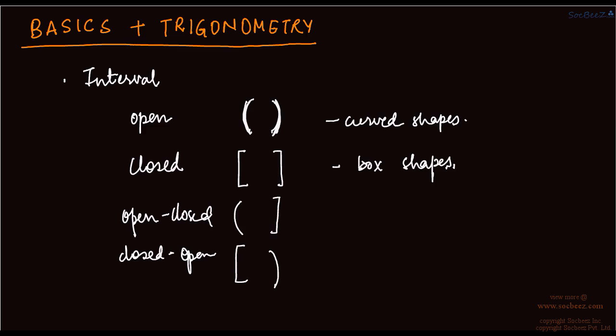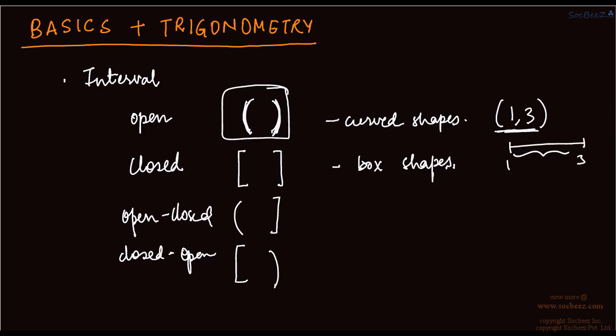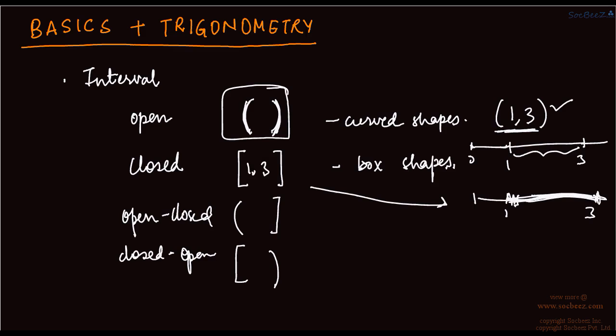Now, what are the differences between these? In open intervals, if you are writing like (1, 3), then 1 and 3 are not included, and everything in between 1 and 3 is included. Let's say this is our real number line: everything in between 1 and 3 is included in this interval, except 1 and 3. For the box shapes, it includes both 1 and 3 plus the elements lying between them. So an open interval does not include 1 and 3, and a closed interval includes 1 and 3.